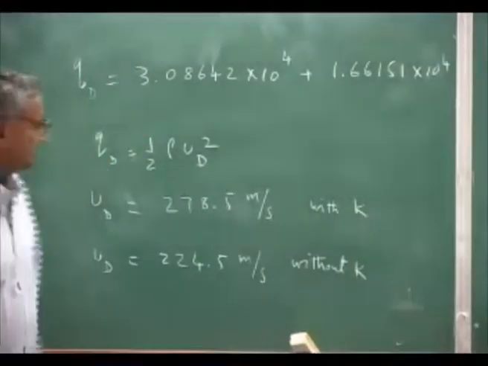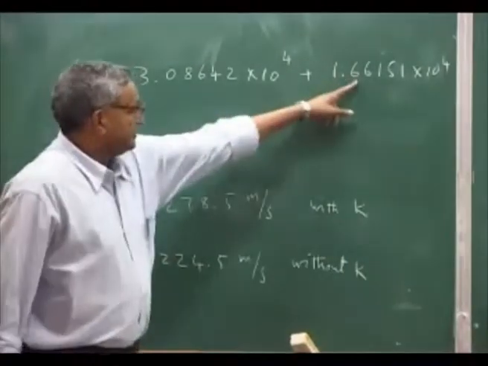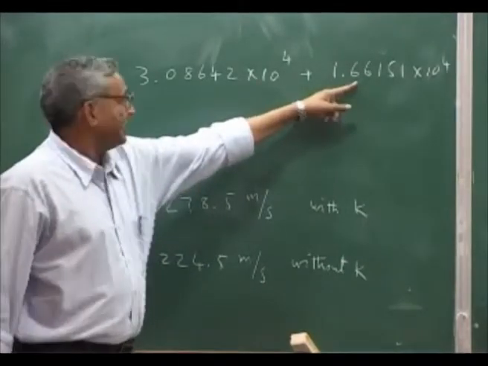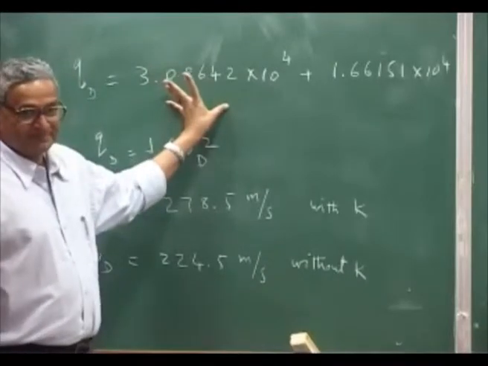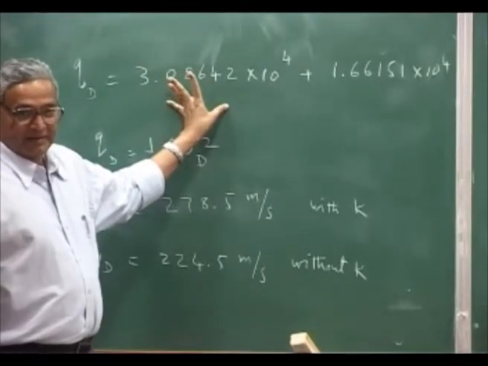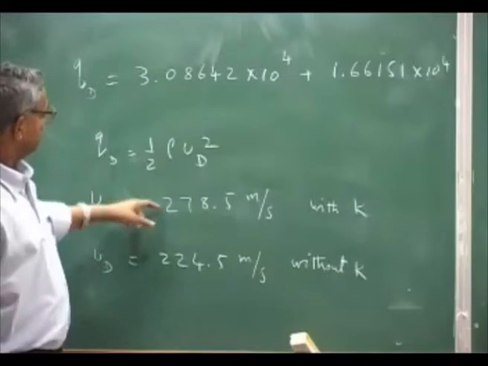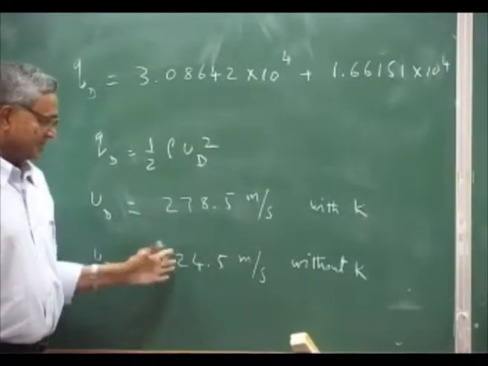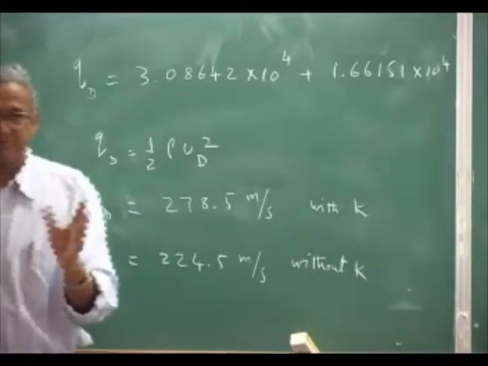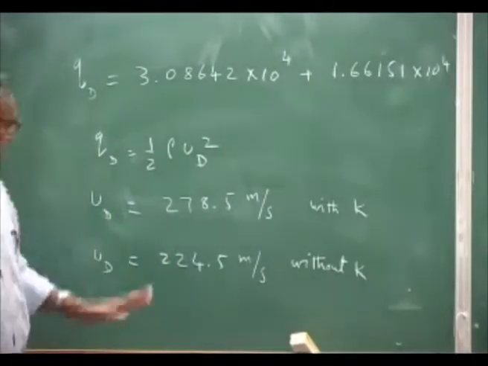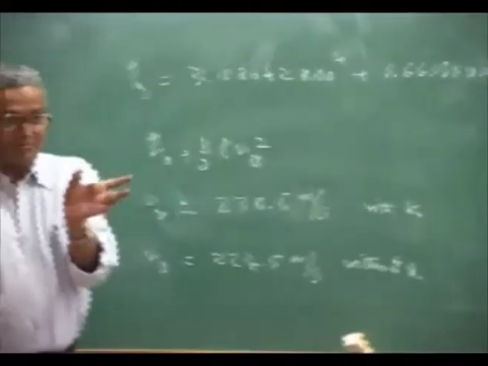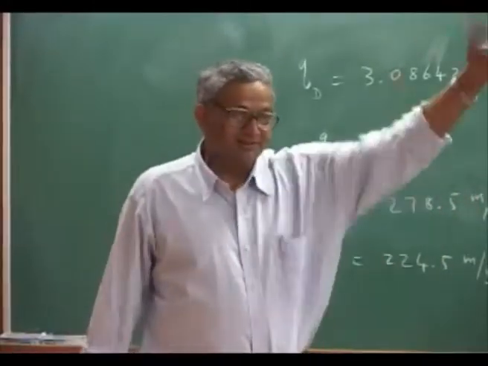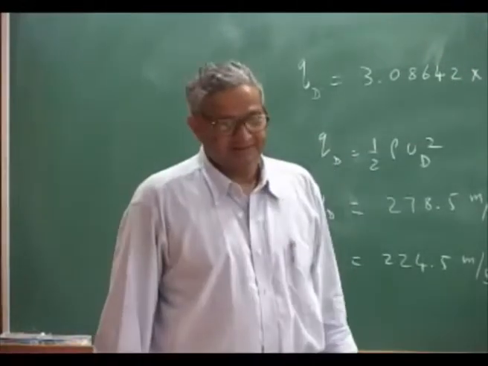That means I don't have this term; I am having only this term. Now you see, the difference is of the order of about 50 meter per second, which is about 24%, 20 plus percent. So the effect of a spring at one location can increase your divergence speed substantially.